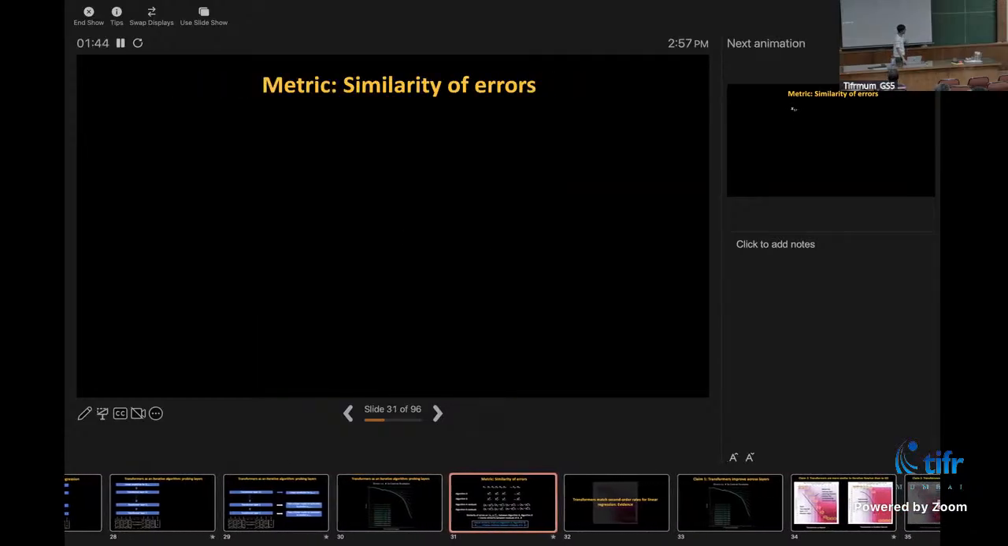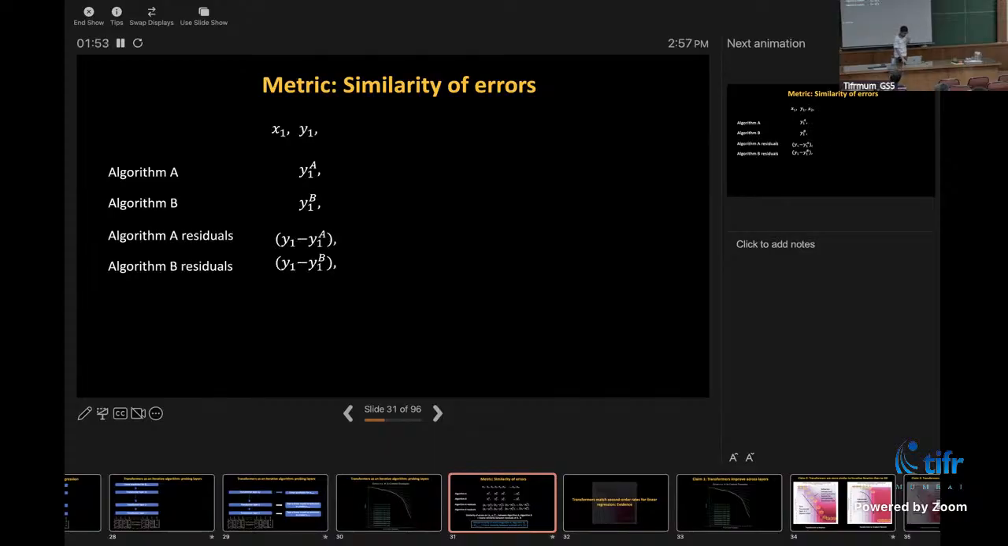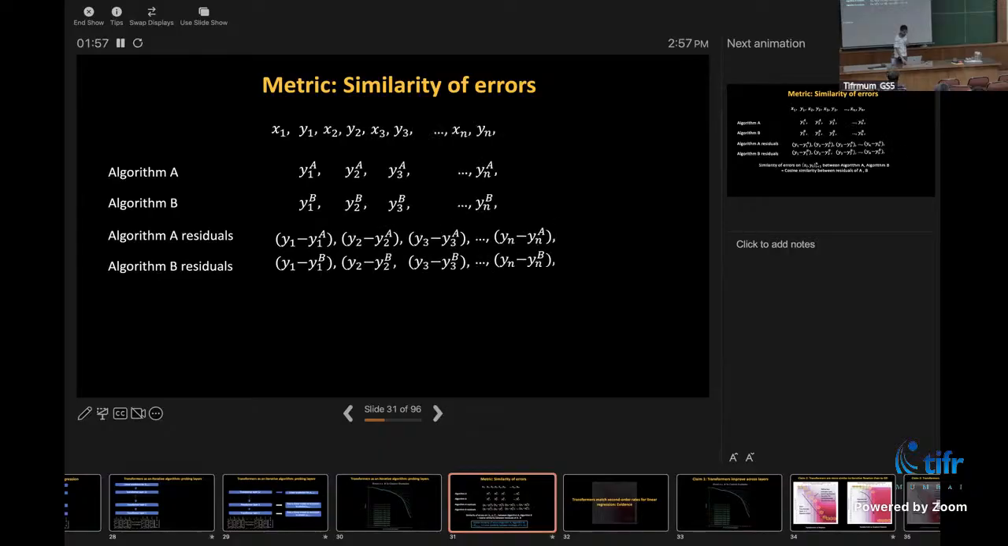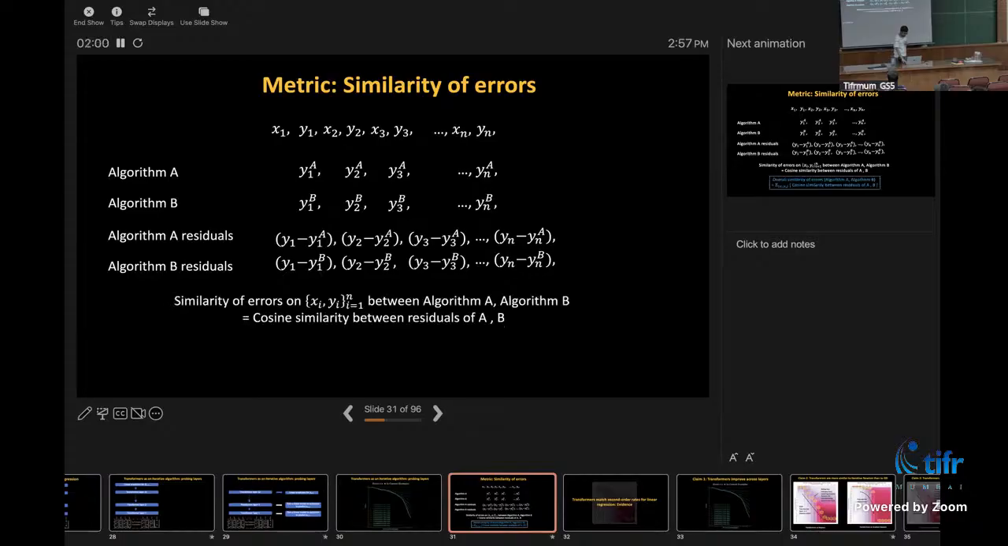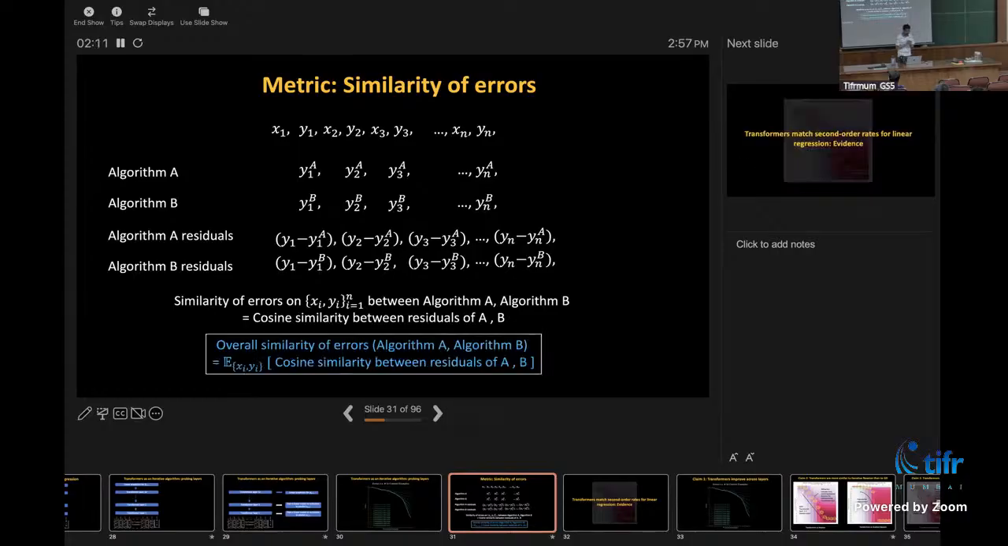And we need a metric to compare different algorithms. We use a very simple metric. Suppose you have an input x1, you have two algorithms which make predictions, say y1a, y1b. You look at the residuals of these two algorithms across a sequence of examples. And then we just look at the cosine similarity of these residuals. So that'll be the similarity of errors of these two algorithms on this particular sequence. Just the cosine similarity between these two vectors of residuals. And the overall similarity between these algorithms will just be the expected cosine similarity over sequences drawn from the data generating distribution.